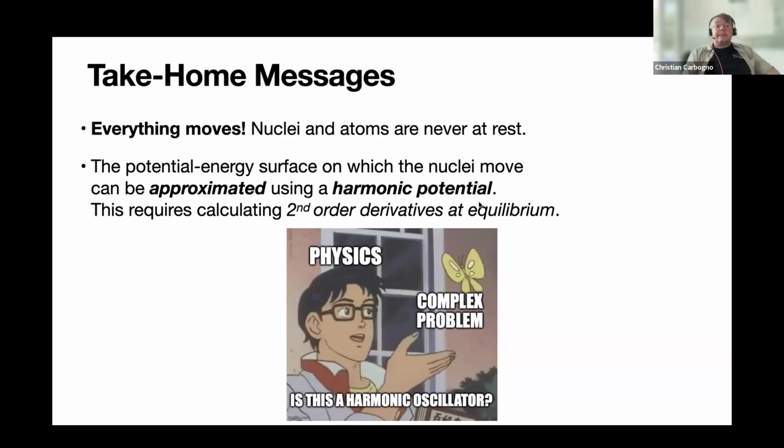And with that, we can then describe the dynamics. And this is what we will discuss in the following. For the time being, we've now discussed how we can get such a harmonic potential by calculating the second-order derivatives of the potential energy surface at equilibrium. Good.